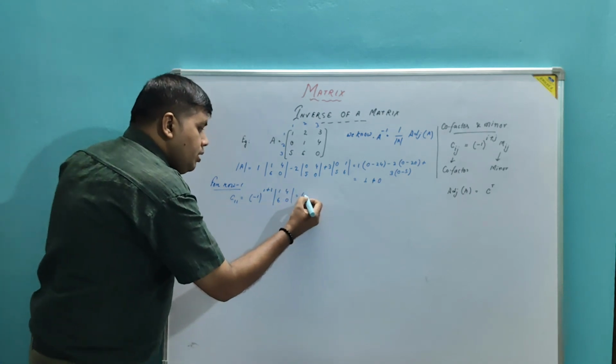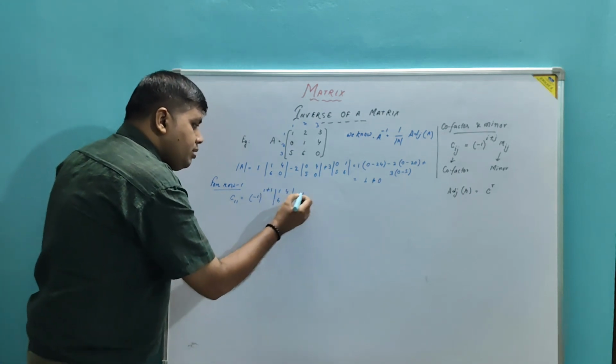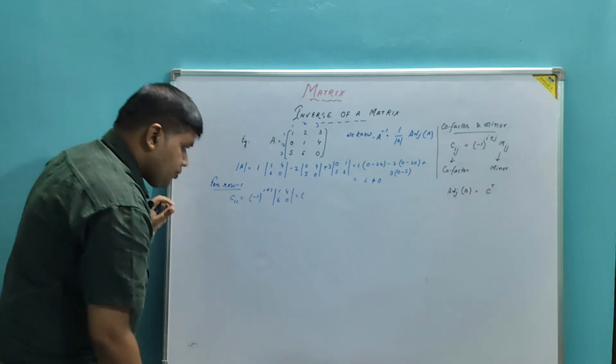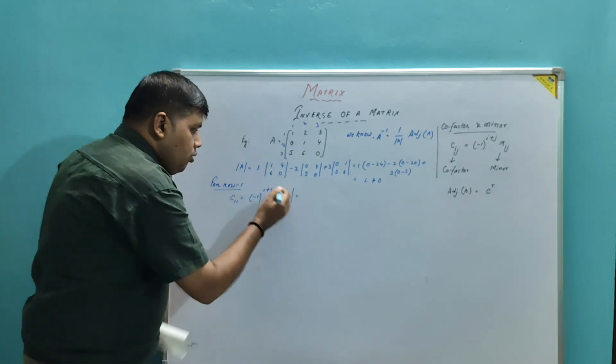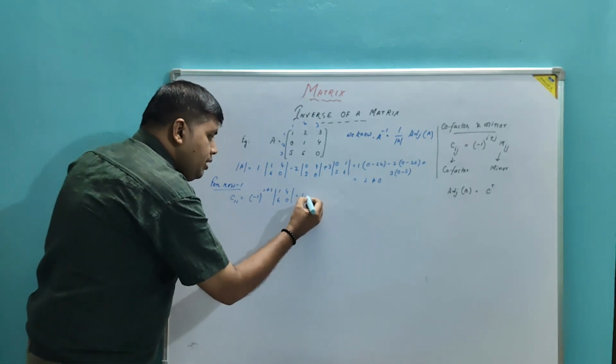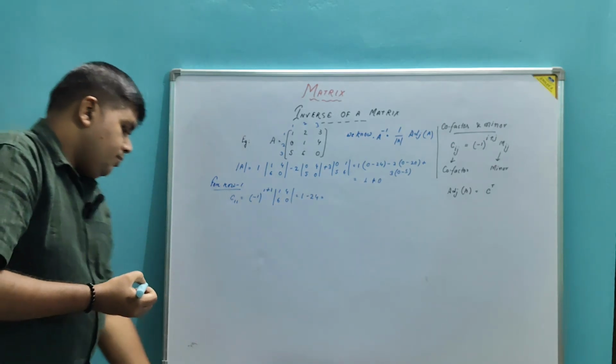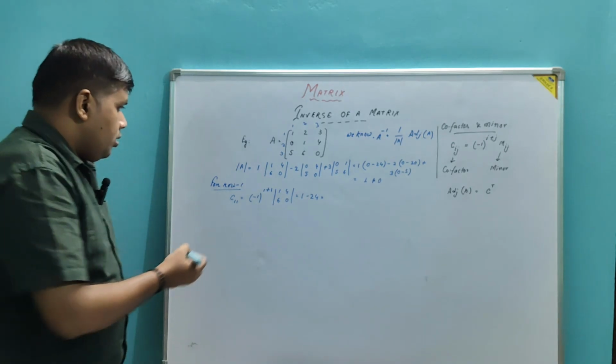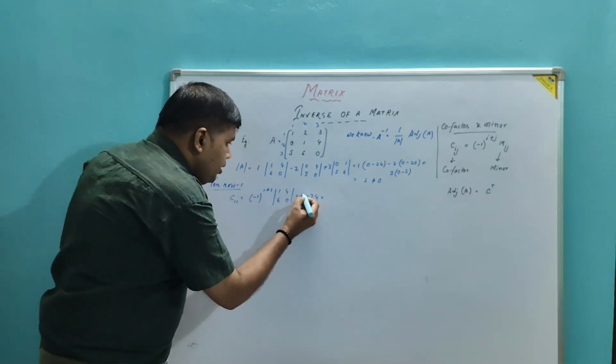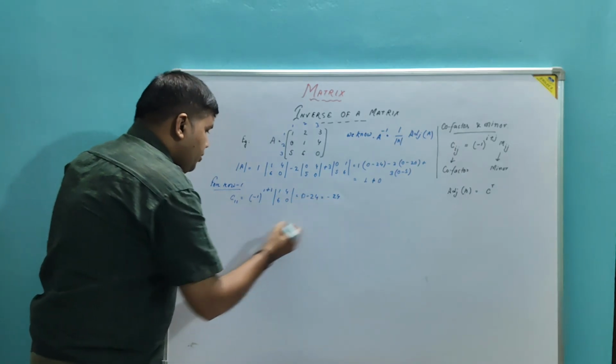So what value will we get from this? It will be minus 1 squared, which is 1, times 6 minus 24, sorry, 0 minus 24, which is minus 24.